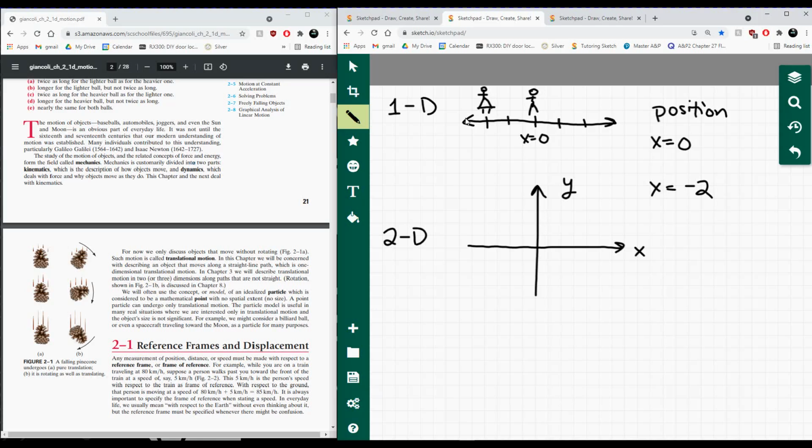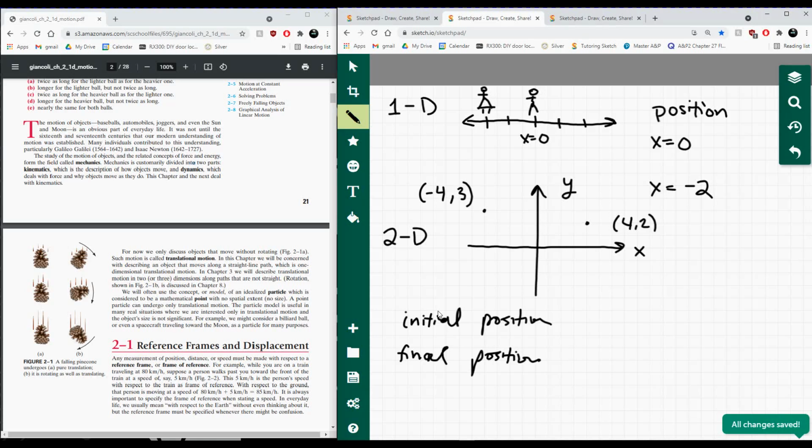We use the same analogy in a two-dimensional axis, such that a positive number in the x direction is more towards the right, a negative value is more towards the left. In the y direction, a positive value is more upwards, and a negative value is more downwards. So a person located at this location would have a position of 4, 2, just like an xy coordinate of an axis. And a person located in the second quadrant at this point, we would say that they have a position of -4, 3.